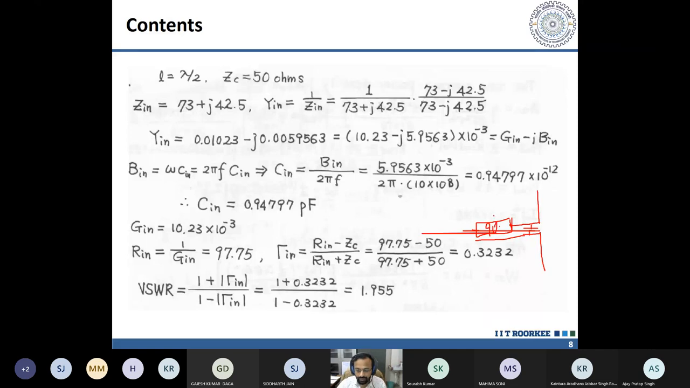And this is how to calculate the characteristic impedance of the quarter wave transformer: the square root of 100 times 50, right? So that will be the characteristic impedance of the transformer. So this is the matching network required.